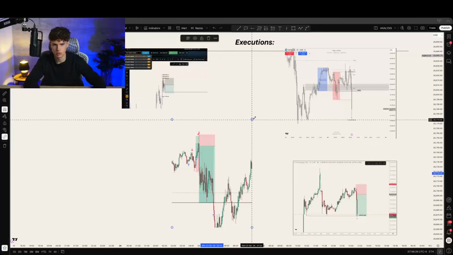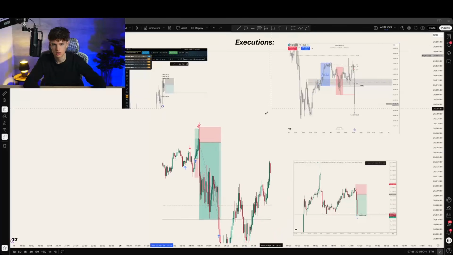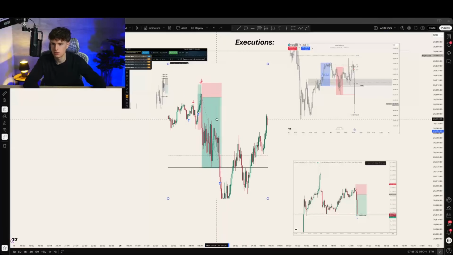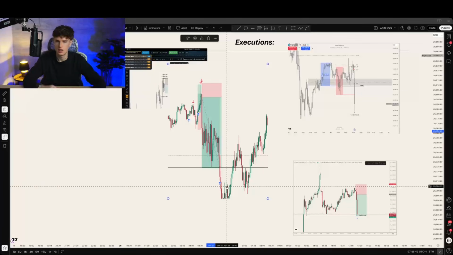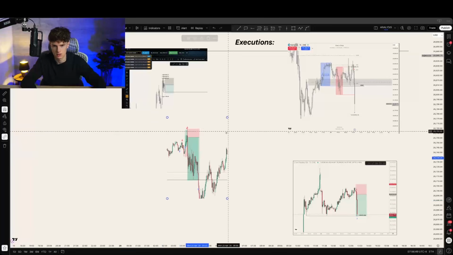In this example, I did take the manipulation and the distribution because I was just so confident in my draw and liquidity being lower. So I entered long for the manipulation, and then I immediately entered short for the distribution because my draw was so clear and my bias was also extremely bearish. So yeah, that makes sense, right?